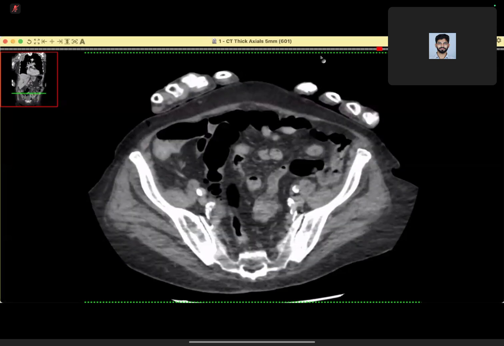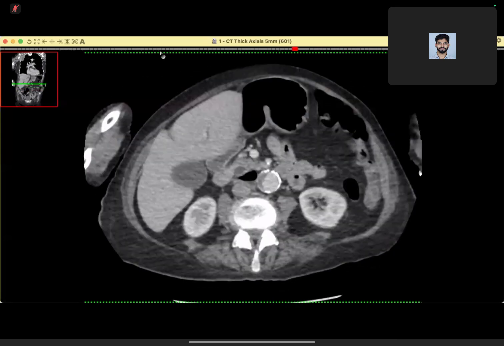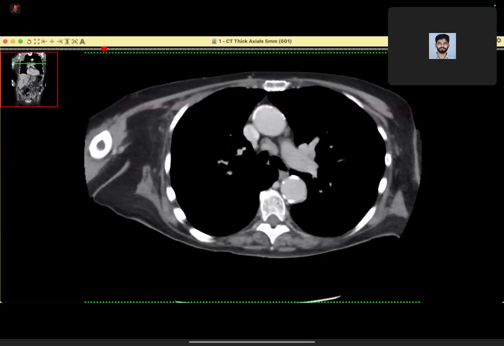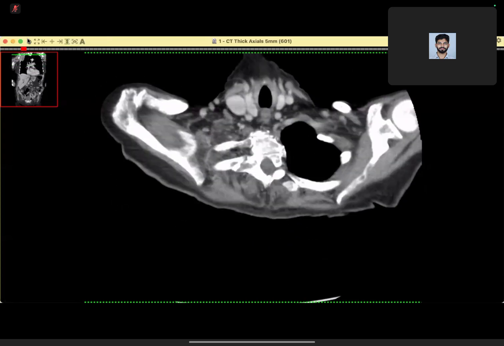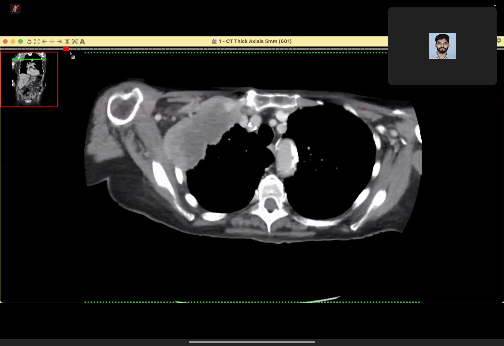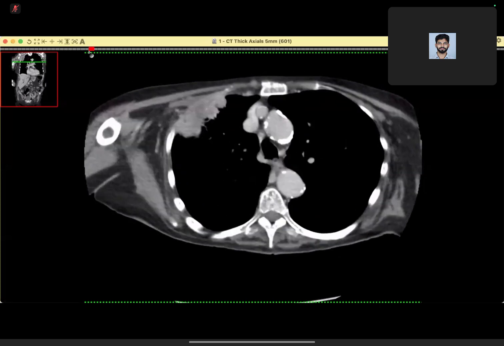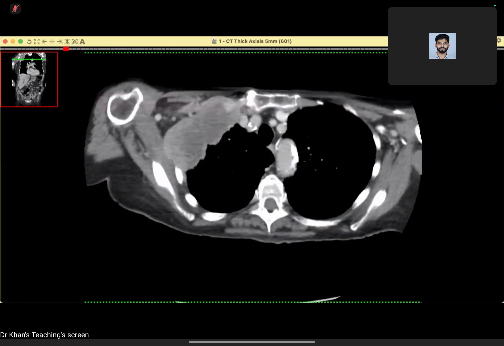Going back to the lesion seen in the right upper chest wall. The lesion shows heterogeneous enhancement with an ill-defined area of necrosis. It is located in the anterior anterolateral chest wall, possibly arising from the ribs.